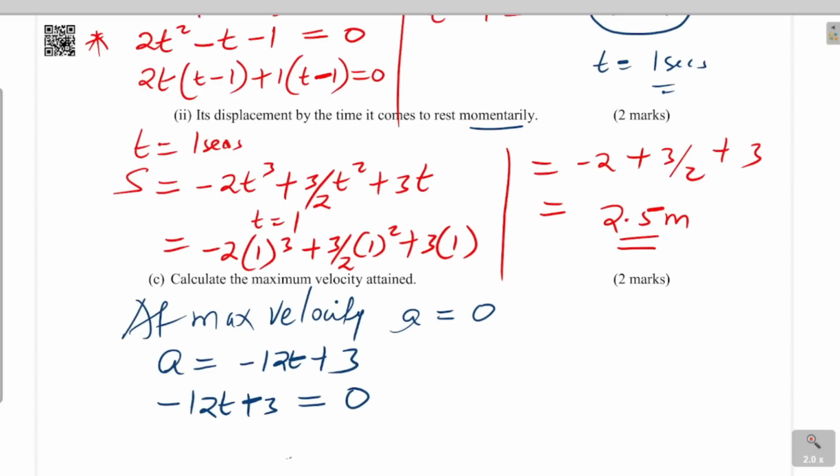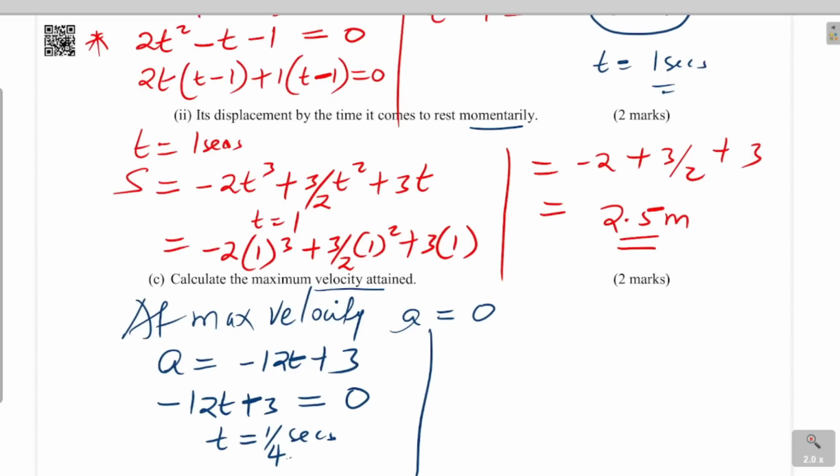So this will give you the time at which there is maximum velocity. When you solve this, it gives t equals a quarter second. So we have not answered the question yet. We need to get the maximum velocity. What we got is the time at which it will attain maximum velocity.